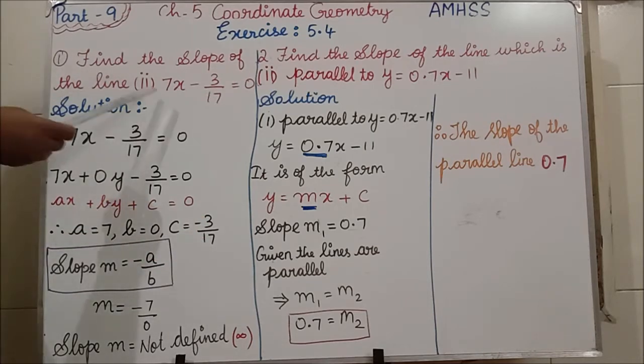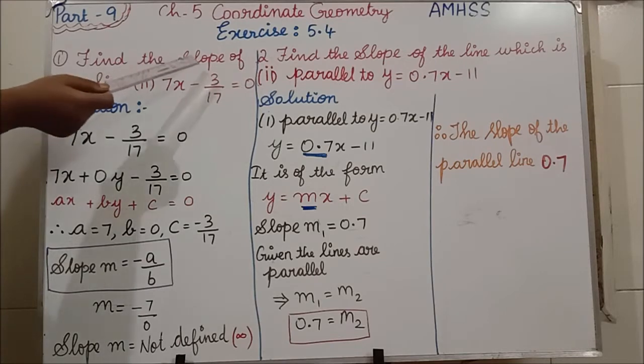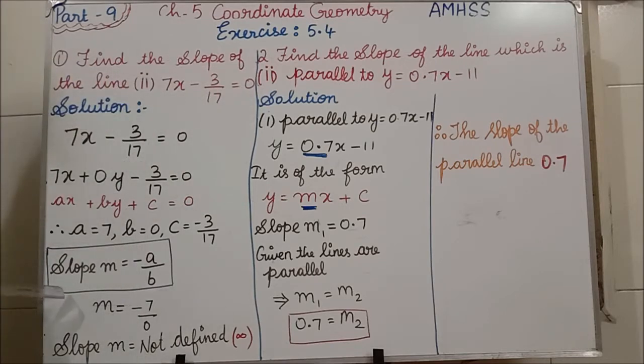Clear? When the equation is given and they ask us to find the slope, the formula is slope m equal to minus a by b. You can write it this way. The other way is minus coefficient of x divided by coefficient of y. We can write it in either of the two ways.